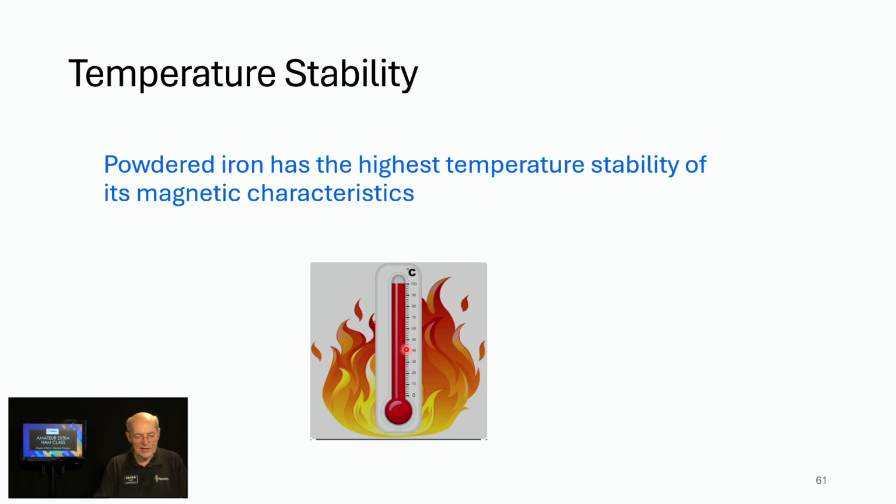One more little factoid. Here we've got something really hot going on. We were talking about ferrite cores and powdered iron cores, two different core types. Powdered iron has the highest temperature stability of its magnetic characteristics. Some equipment runs at very high temperatures, so this becomes a factor. You need to know that.